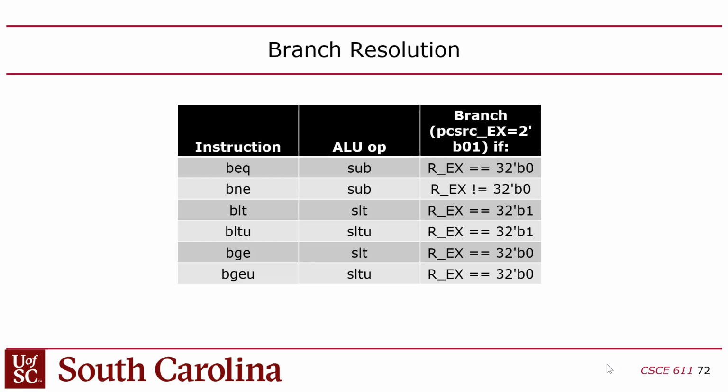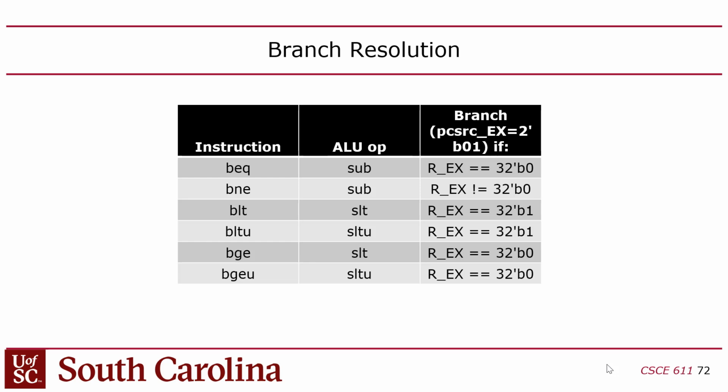But if you have branch less than, what do we have? Branch less than unsigned, branch greater than or equal unsigned. If you have these other branch instructions, then instead of subtracting, you can use the set less than ALU op. And then instead of using the 0 output from your ALU, you can use the R output, right?